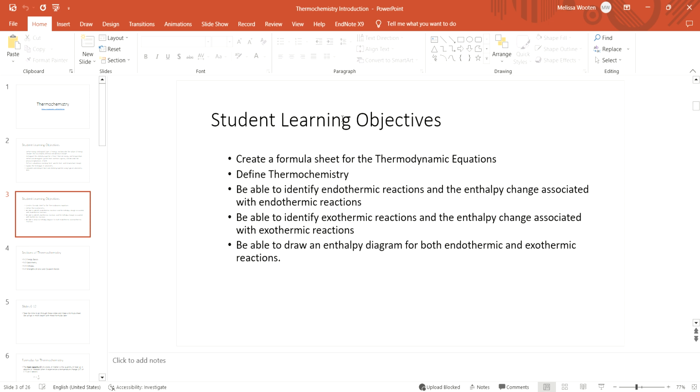Okay. And this may sound a bit overwhelming, but this is more of an intro PowerPoint, so we're not really going to be doing a whole lot of math. This is just pretty much understanding conceptually about thermochemistry. For the next lecture, we're going to be diving into some math.